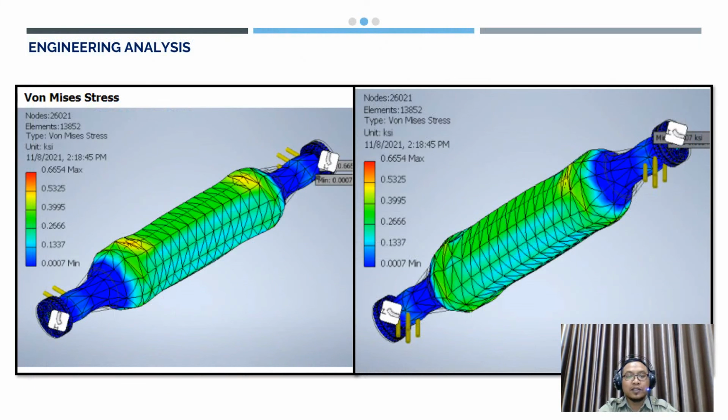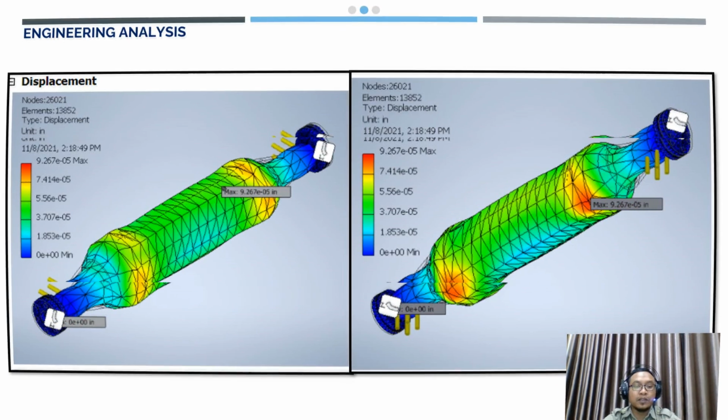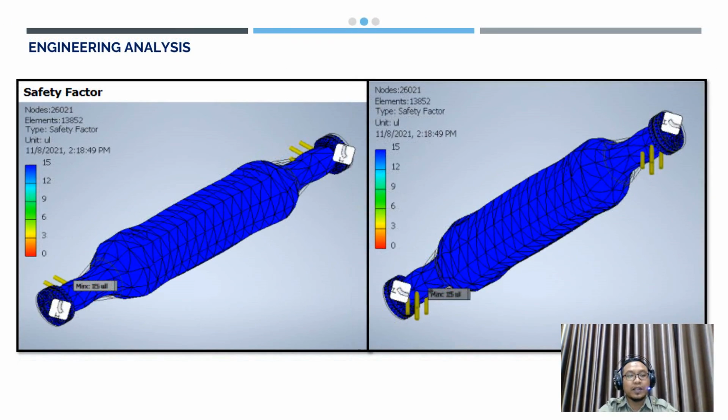For the engineering analysis, we use the Autodesk Inventor Professional 2021 software. The von Mises stress maximum value is 0.6654 and the minimum value is 0.0007. For the displacement, the maximum value is 9.267 exponent minus 5, and the minimum is 0. For the safety factor, the maximum value is 15, and the minimum is 0.